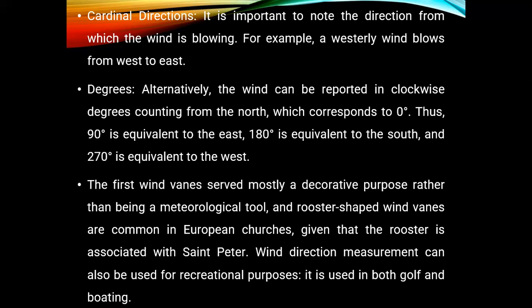The first wind vanes served mostly a decorative purpose rather than being a meteorological tool, and rooster-shaped wind vanes are common in European churches, given that the rooster is associated with Saint Peter. Wind direction measurement can also be used for recreational purposes, in both golfing and boating.